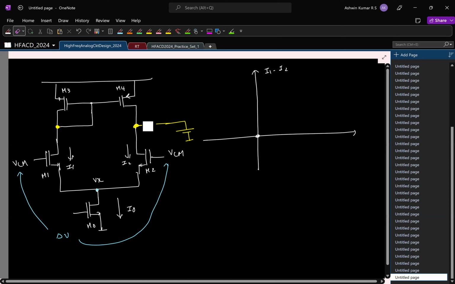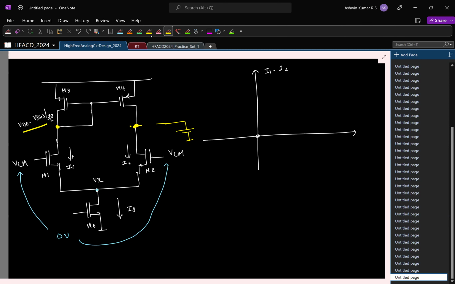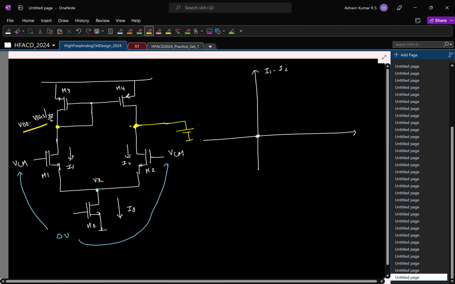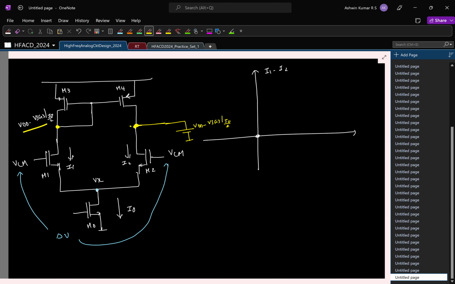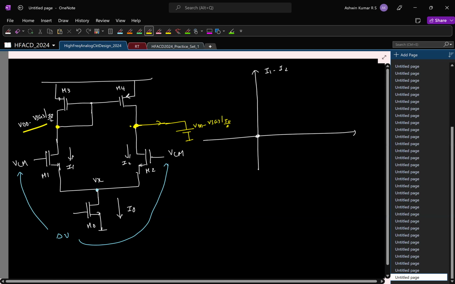Let's say this is the OTA. Ignore this delta V. In quiescent condition, what is this voltage? VDD minus VSG at the current of I naught by 2. And what is this voltage? By contradiction, we proved that this should be the same as this. So to find the short circuit current, you connect it to the same voltage. Remember that incrementally it has to be short, which means it has to be maintained at the same quiescent voltage. Now you try to measure this current. That's how you'll be measuring short circuit transconductance.